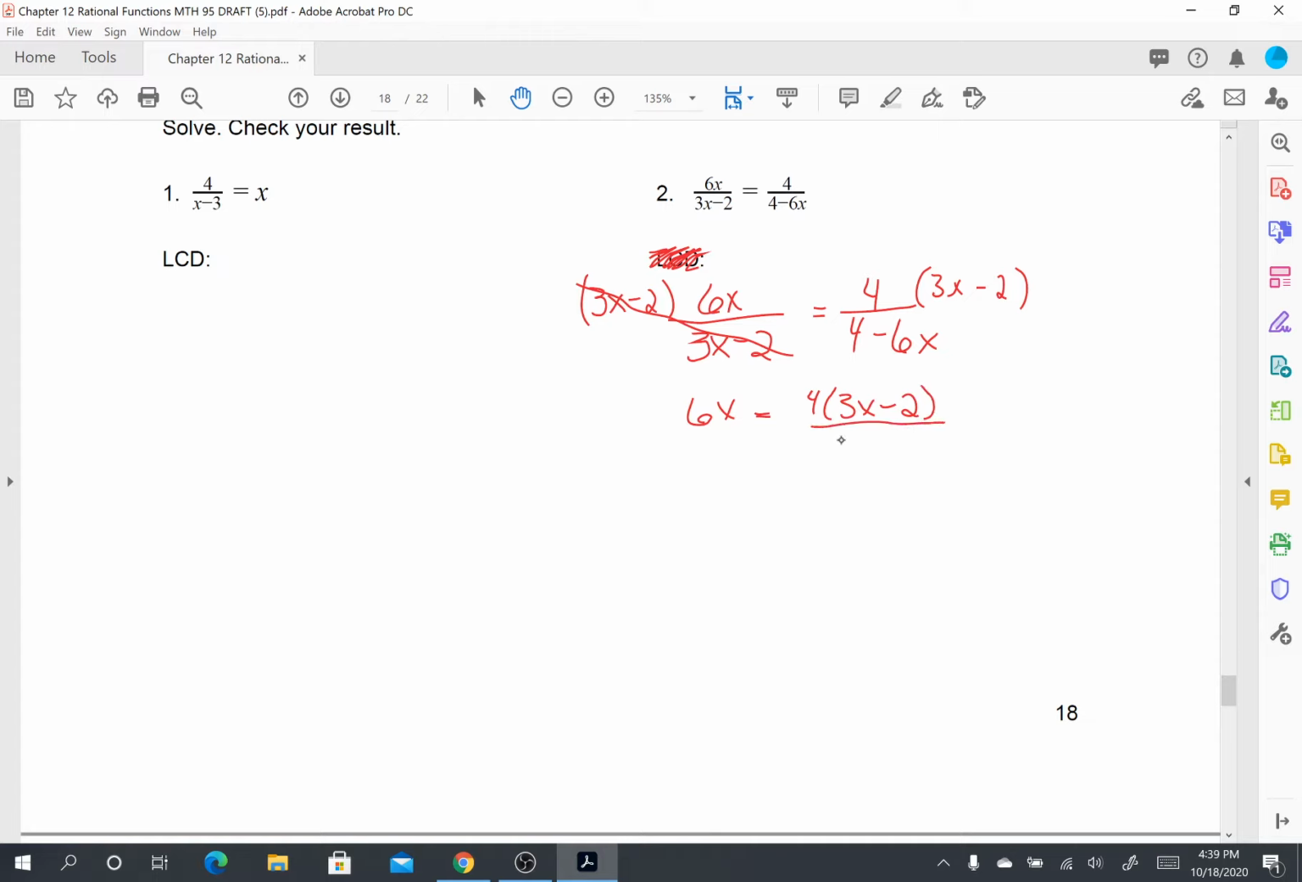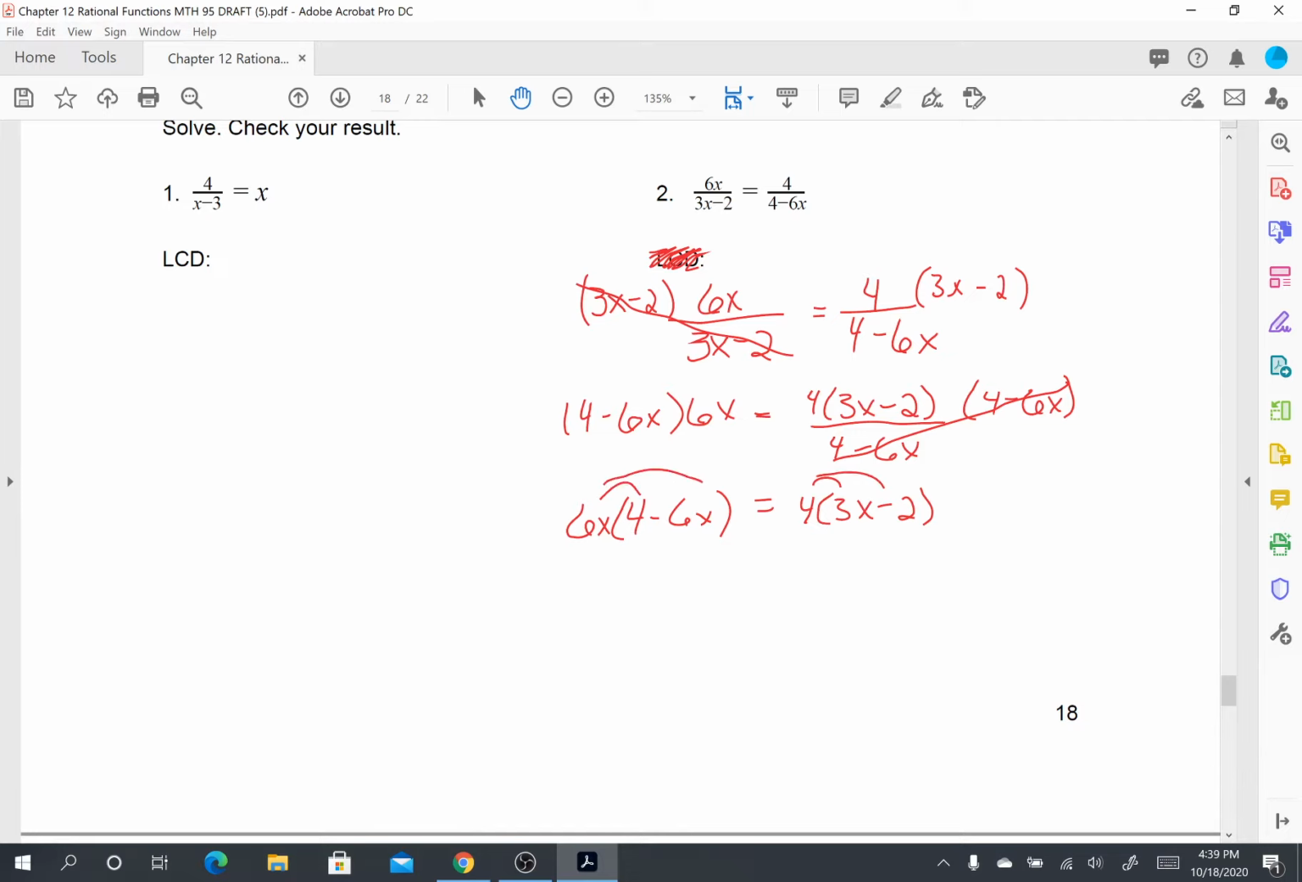Then I'm going to multiply this one on both sides. Four minus 6x. It's gone over here. And now I have, I'm back to more of a comfortable place. I'll write the 6x first. And then I would distribute and solve on both sides.